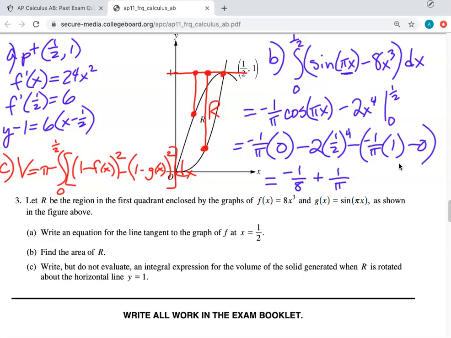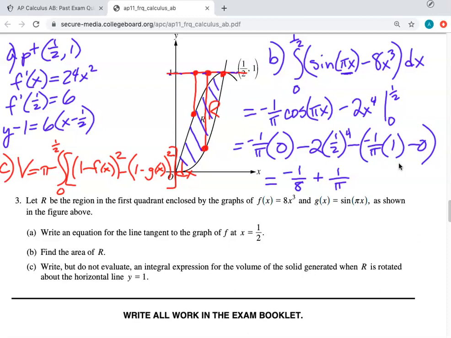So how do you know when to use washer again? Oh, so whenever your region, so this is our bounded region, and this is our line that we're revolving about. Is there any space between your region and that line? Any space at all? Yeah, here's my region. There's a whole bunch of space, and there's the line, right? Okay.